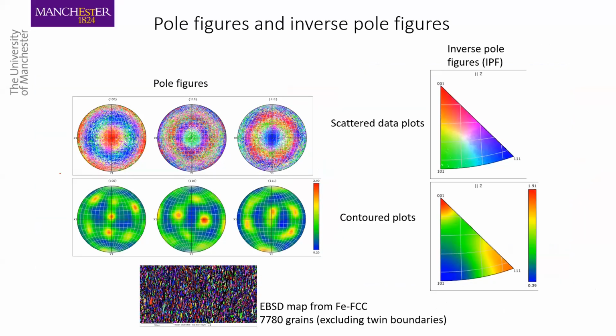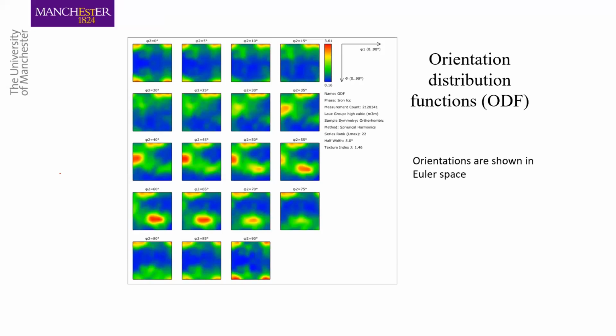And also we can do the texture analysis, show them in scatter plots or contour plots, where we can see here that as a scatter plot it seems that we have all sorts of orientations, random, but then when we contour it, we can see that mainly we have the 001 and the 111 orientations in the Z direction. And you can also analyze ODF, orientation distribution functions, which is much more common in texture analysis of rolled sheets, for example. It's more common to use this.